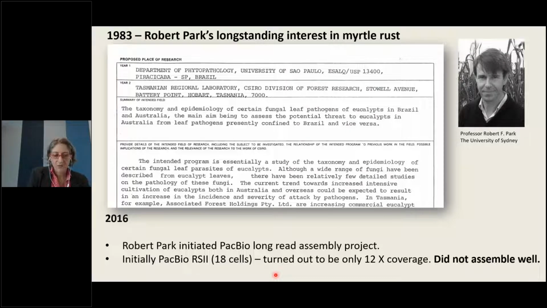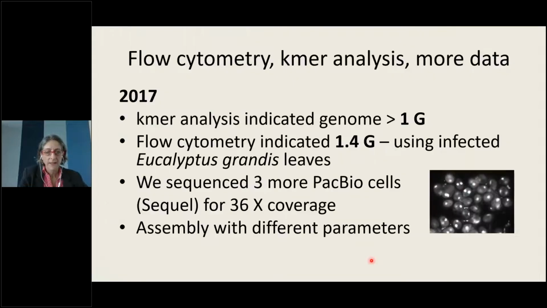At that stage, this is kind of technical, we were dealing with the early generation of long read sequencing machines, which was the RS2. And we got 18 SMRT cells sequenced. It didn't assemble well. Later we realised we only had around 12 times coverage, so that's probably why it didn't assemble very well.